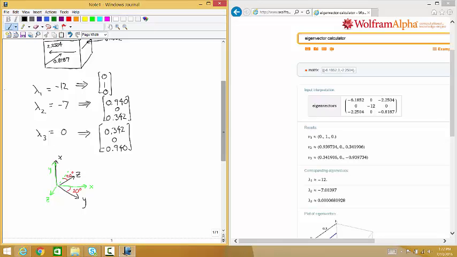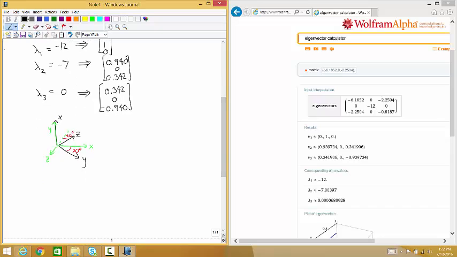Okay, so now the new principal stress tensor is, I'm calling this negative 12. I'm saying that corresponds to our x-axis. Negative 7 corresponds to our y-axis. And 0 corresponds to our z-axis.